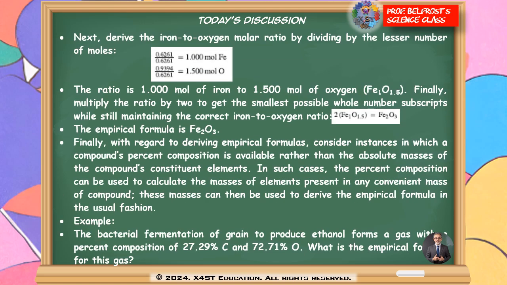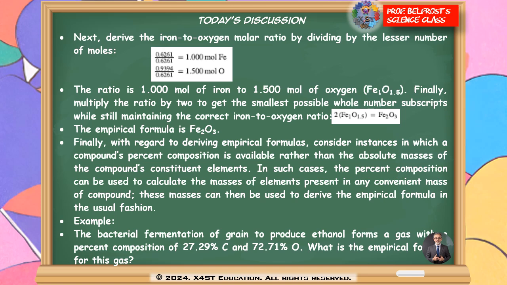And now we need to derive the iron to oxygen molar ratio by dividing by the lesser number of moles, which gives us 1 mole of iron and 1.5 mole of oxygen. But this is not a whole number, so we need to multiply the ratio by a proper conversion factor, and in this case 2 is what we need. So the compound is instead Fe2O3.